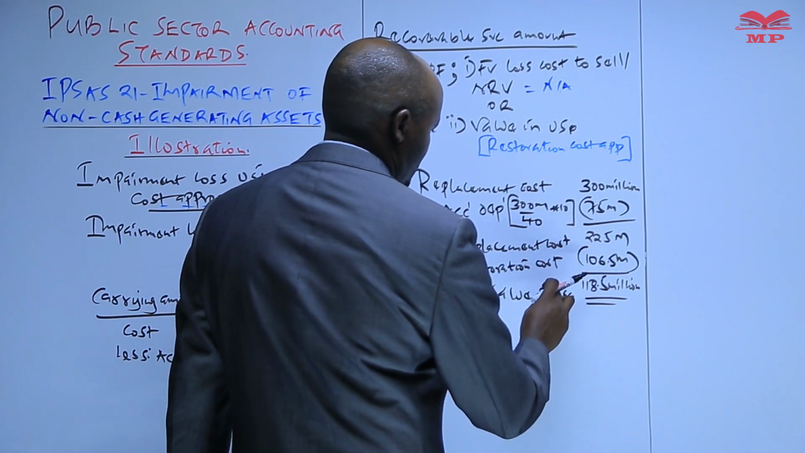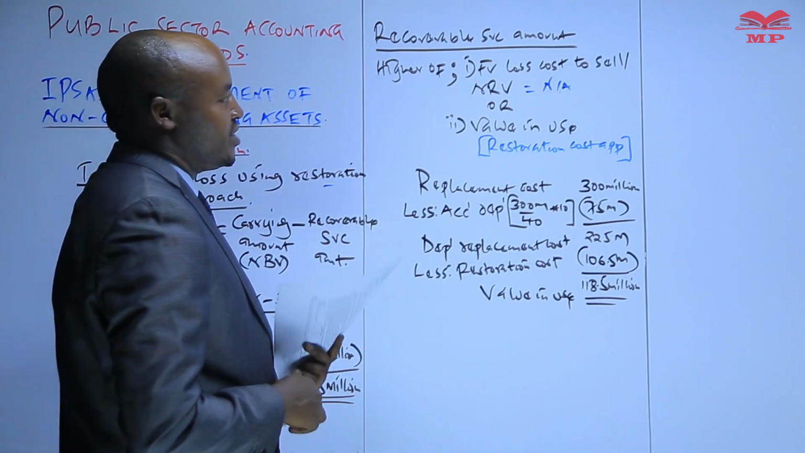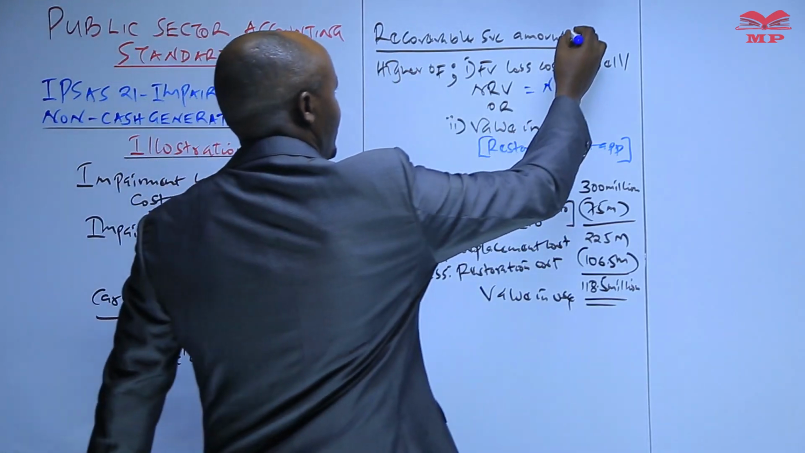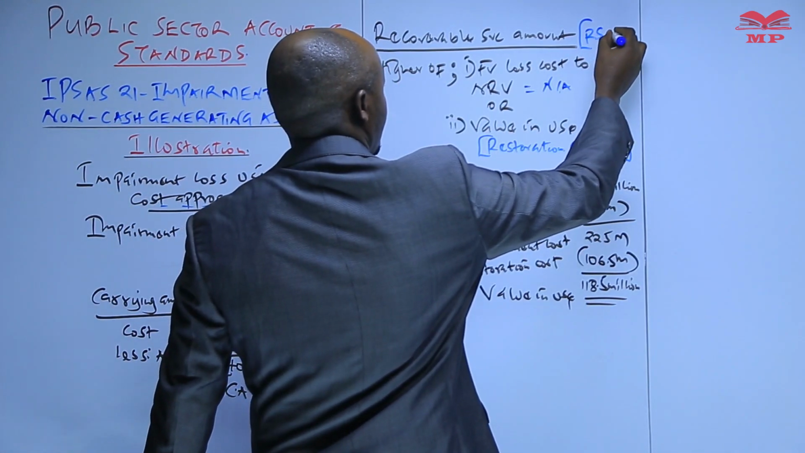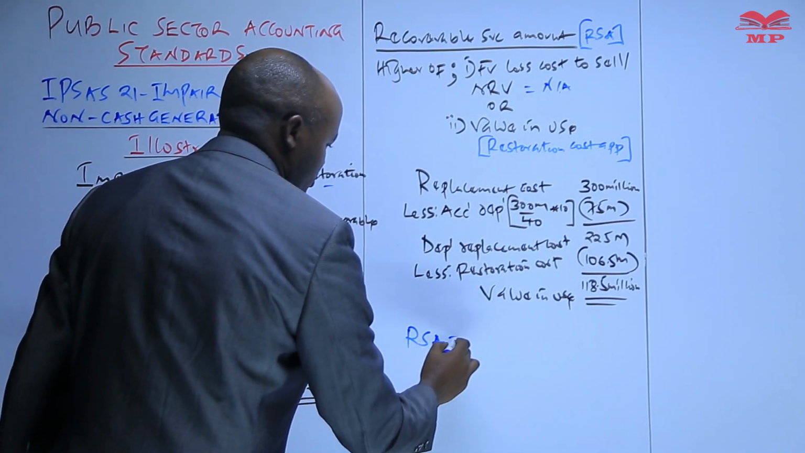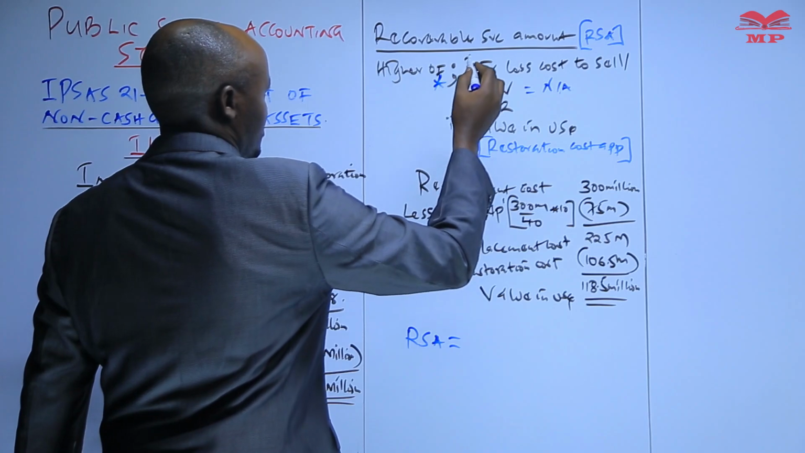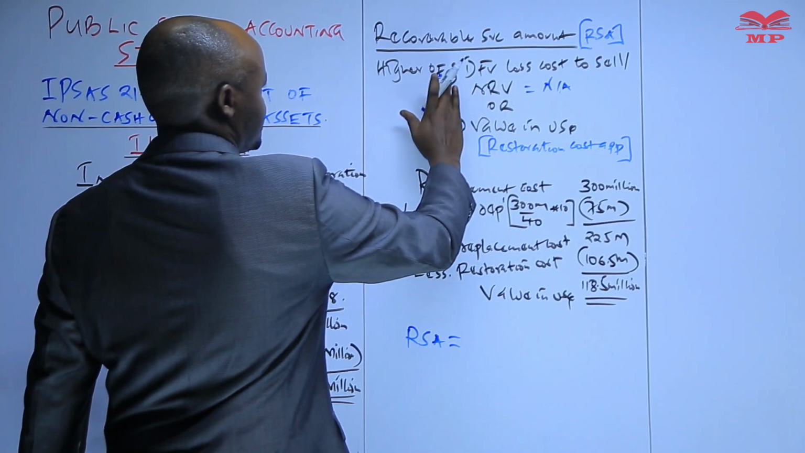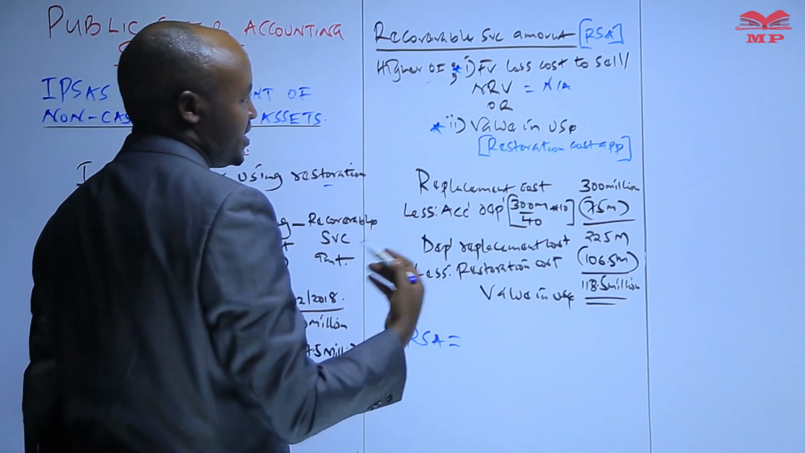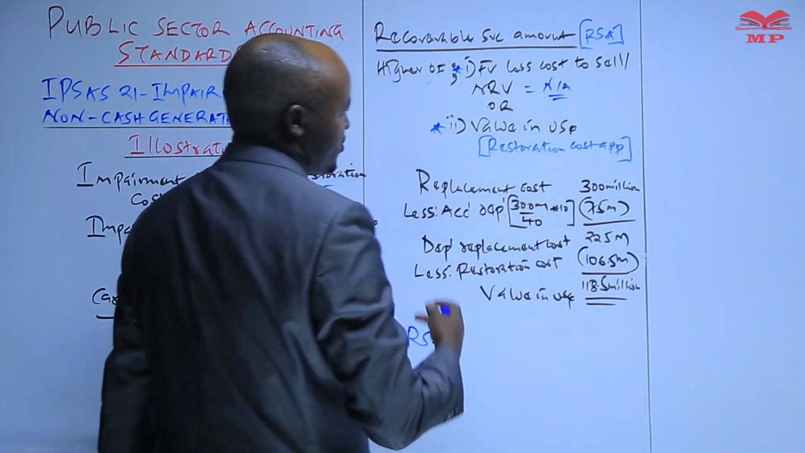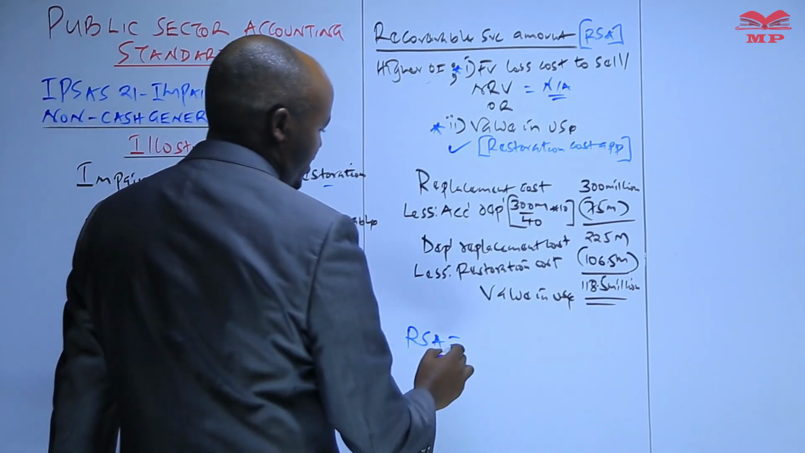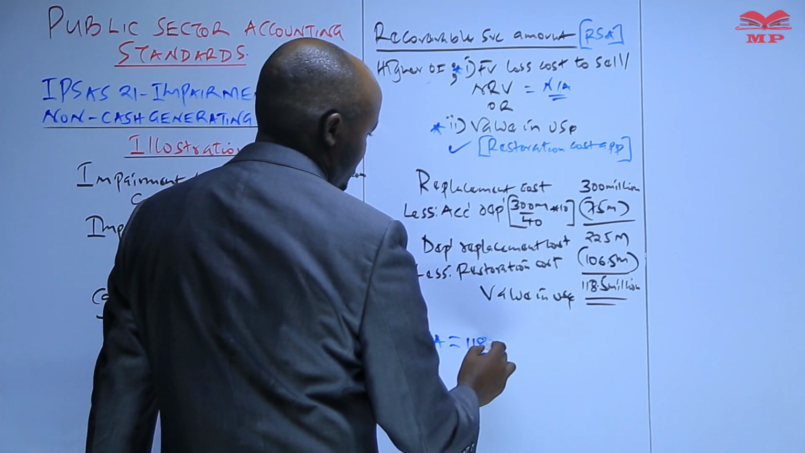Having the value in use, next what we need to do is to determine the recoverable service amount, which should be the higher of these two values: the fair value less cost to sell, and the value in use. And taking into account that we don't have this value, it is obvious that our recoverable service amount will be equal to the value in use. So therefore the recoverable service amount is 118.5 million.